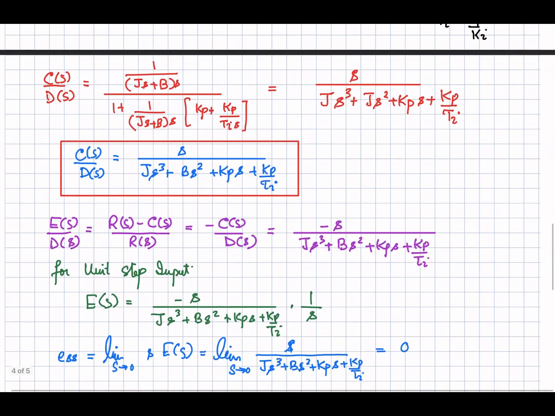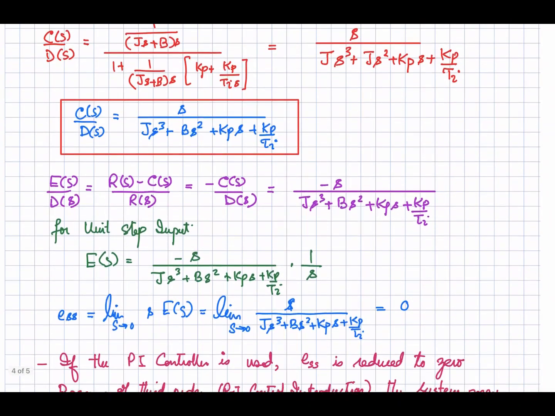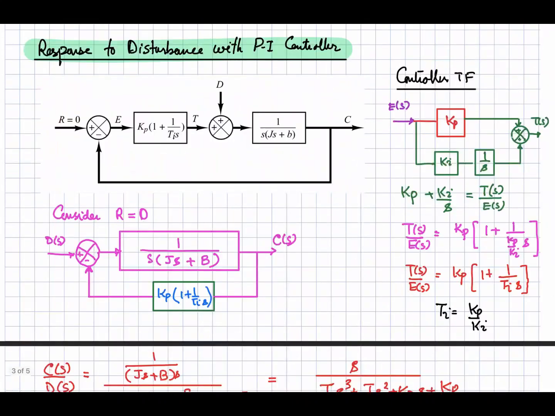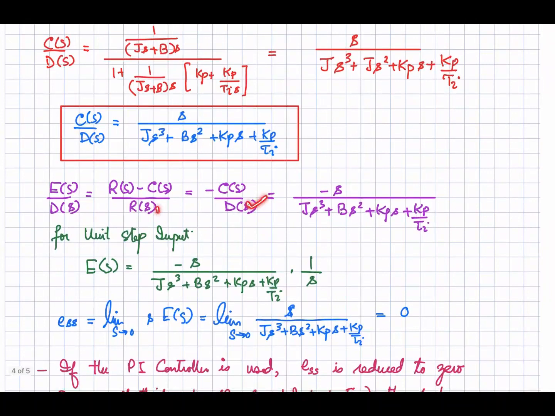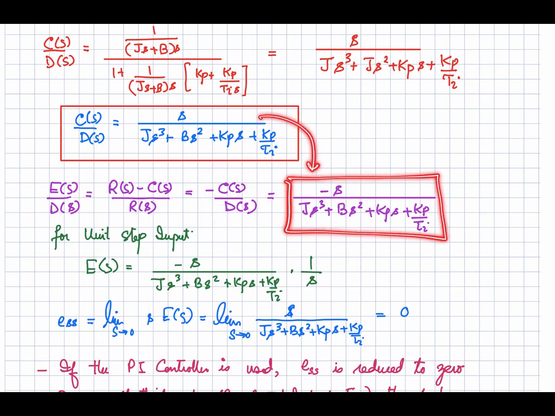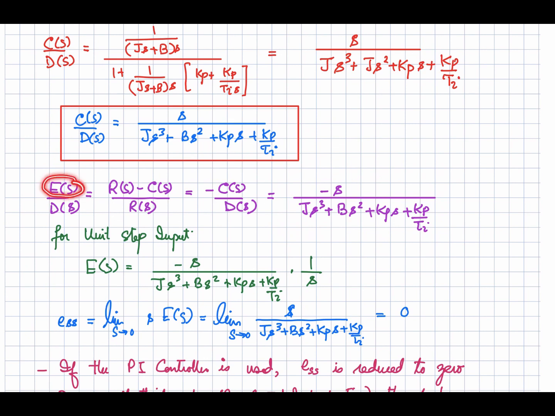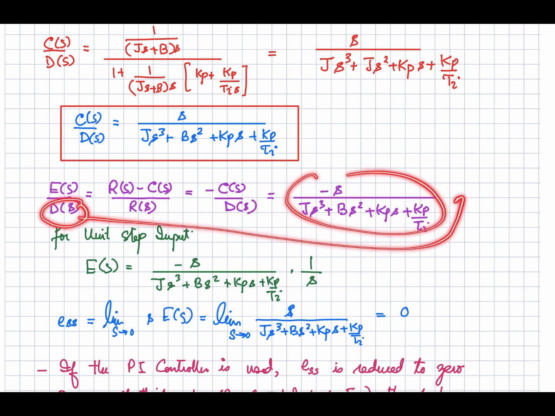So now we can find out the error. The error is given by this equation, that R of S minus C of S, that you can see over here. R of S minus C of S, right? So dividing both sides with D of S, and then taking this one equal to 0, you will be having the error with respect to the disturbance given by this equation. Okay, so now this will be equal to negative of this one. Now for unit step input, the error can be calculated like that, this transfer function multiplied by the D of S, that will be over here.